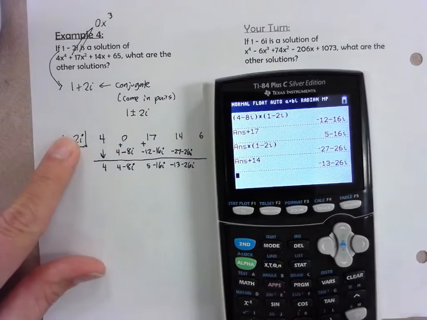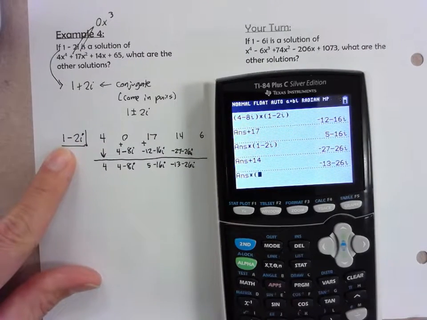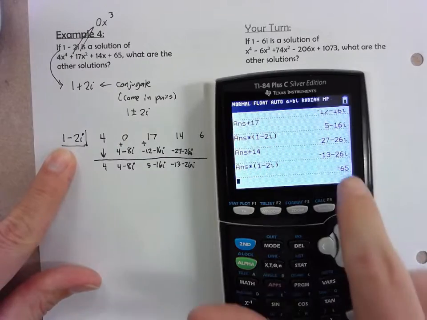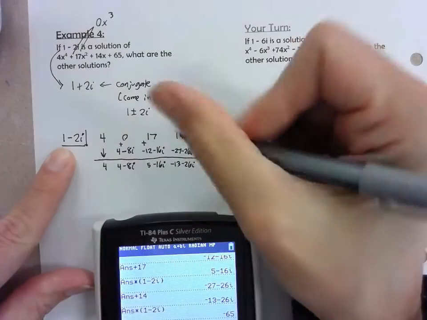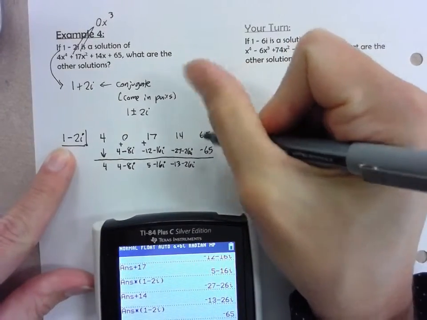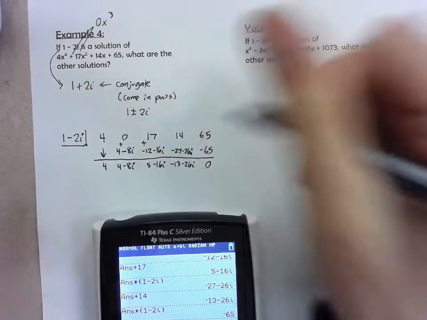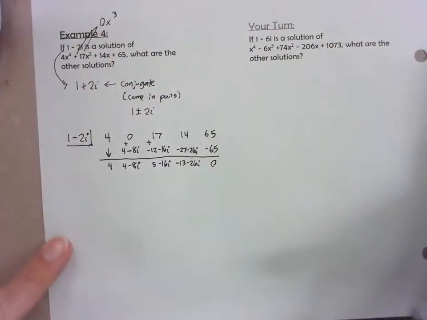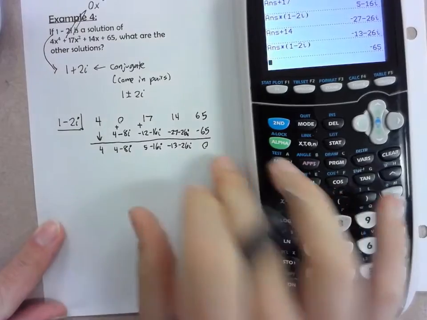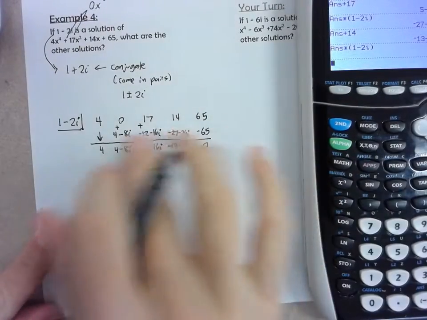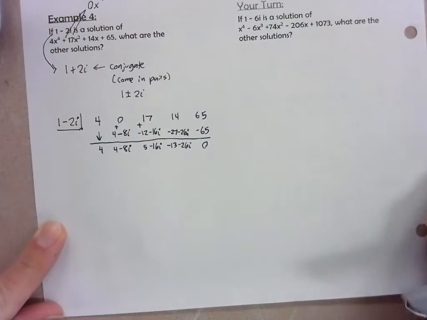Times by 1 minus 2i. Negative 65. And look at that, those cancel out and give you a remainder of 0. So we have our way of knowing if we did it right, because if we got something else, then something went wrong over here. So just use your calculator to get those values.